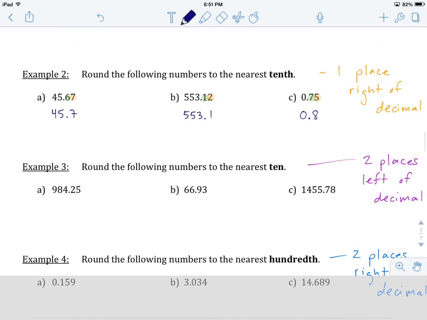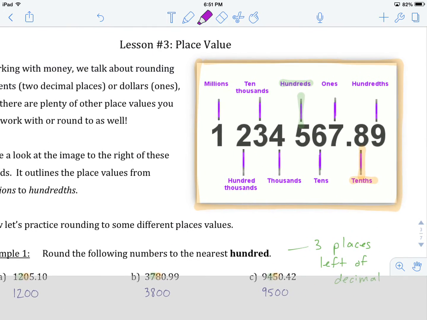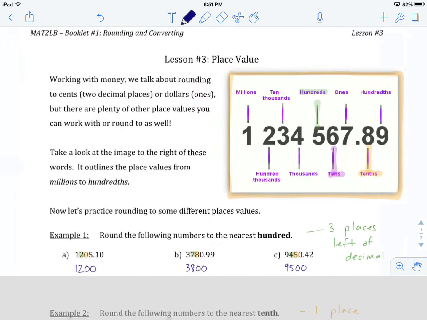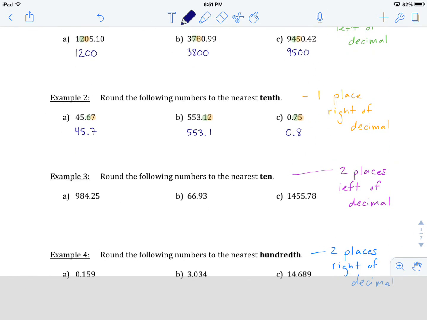Moving on to example 3, we are now going to round the following numbers to the nearest 10. So let's grab our highlighter, let's head up to that graphic again and have a look. We're looking for the nearest 10. So there's 10s right there. You'll notice that it is 2 place values to the left of our decimal. Let's see if we can use that. 2 places to the left of the decimal.